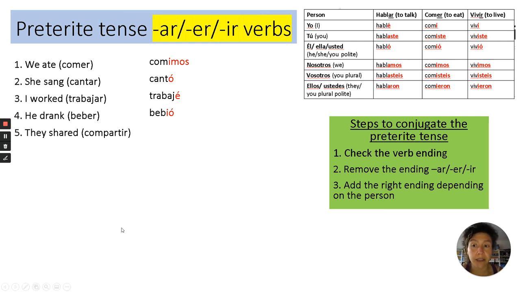So, five. They shared. Compartir. Pause. Compartieron. It's an IR verb, I remove the ending, and then I go to the IR column, I go to the they, so ieron. Okay? Muy bien. Six. I read. Pause.